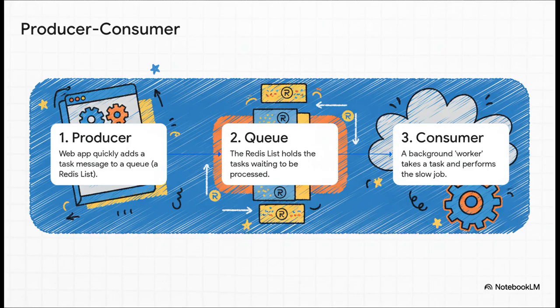Think of your web app as the producer. When a user signs up, the producer doesn't try to send the welcome email itself. No, that's slow. It just scribbles a quick note that says, send email to user123 and drops it into a queue, which is just a Redis list. That's super fast. Then you have these separate programs running, the consumers, whose only job is to watch that queue, grab tasks, and do the actual slow work.